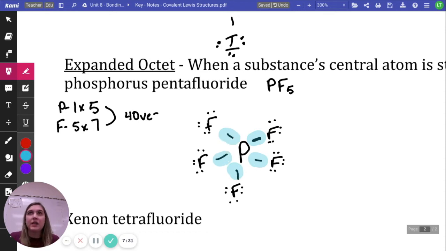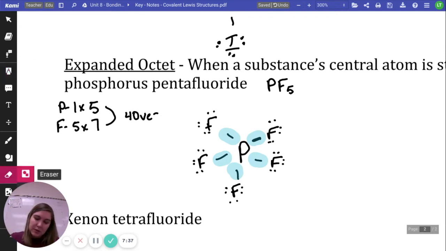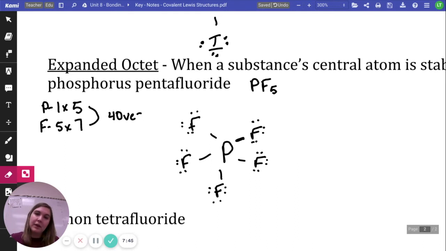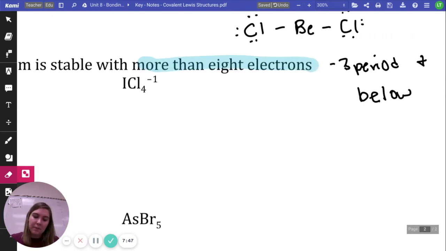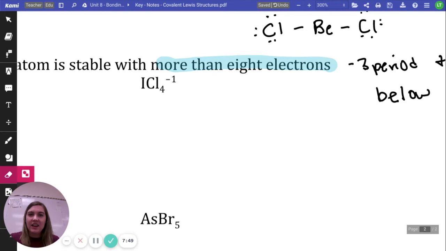Now again, because it's in the 3rd period, or 3rd row of our periodic table, it can actually hold all 10 of those electrons. And so it would be stable because it does have at least 8 electrons around it. So it is stable because it has more than that. All right. Okay, let's do the next one.